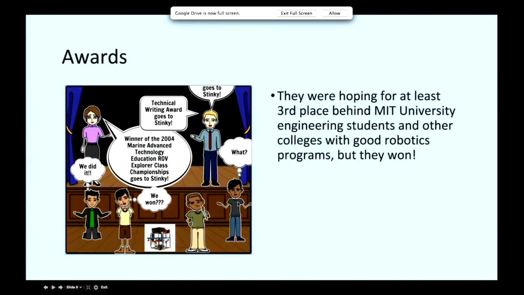They were all hoping for at least 3rd place behind MIT engineering students and other colleges with good robotic programs. But surprisingly, they won, including the Technical Writing Award.